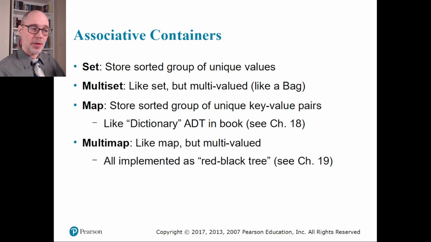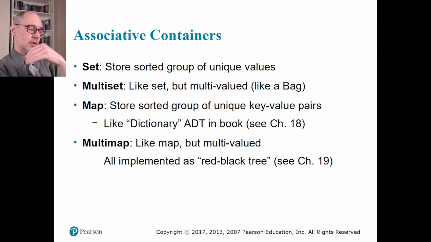Now, everything on this page, for what it's worth, a little talk under the hood here, everything on this page is implemented as a red-black tree. So a red-black tree is a specially constructed binary search tree to make these kinds of containers efficient. And if you want to see the details about how to make a red-black tree, that's in chapter 19 of the Walls and Mirrors text.